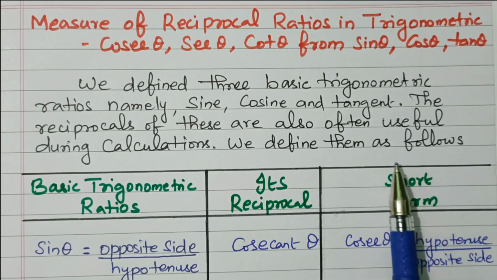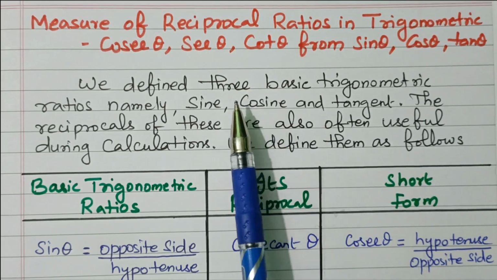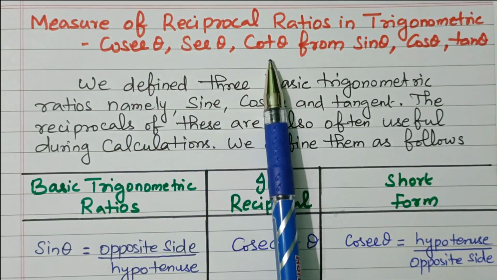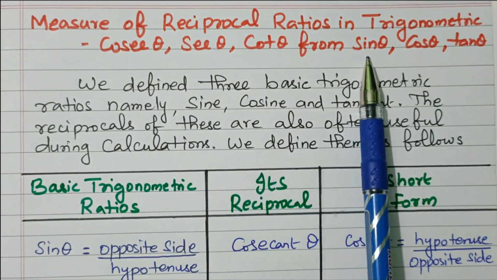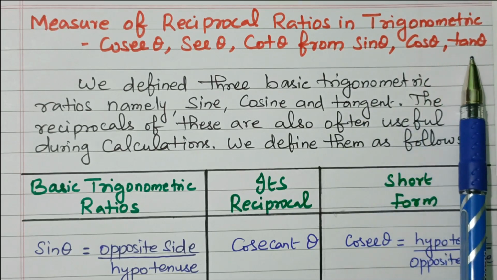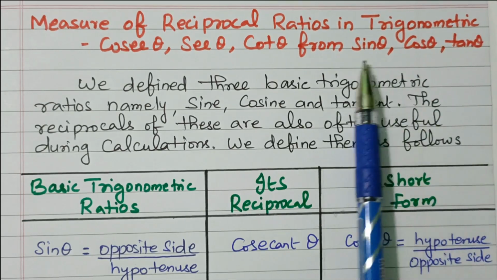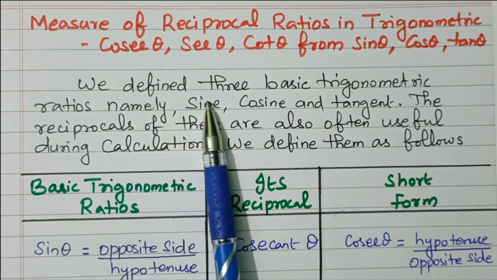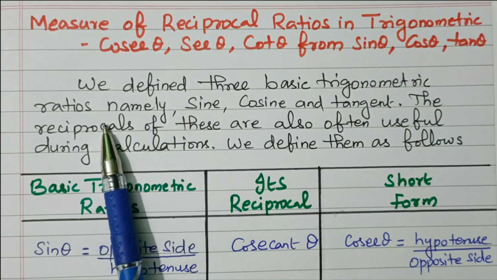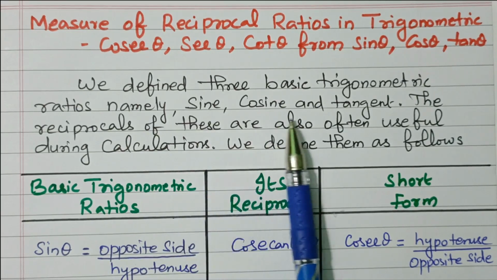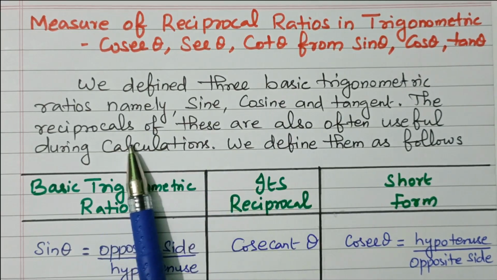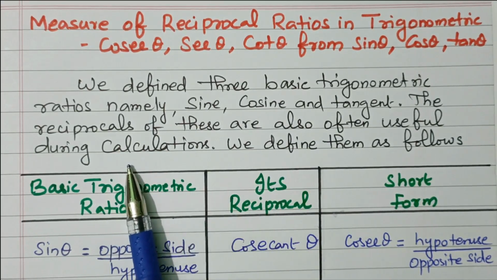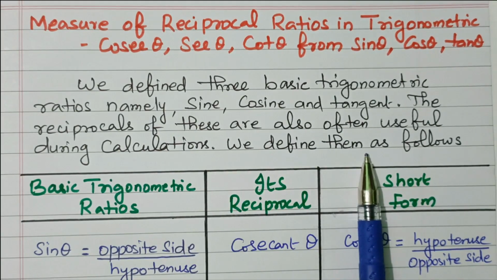Now we will go to the topic, reciprocal ratios. These reciprocal ratios are called cosecant theta, secant theta and cot theta. The basic ratios are sin theta, cos theta and tan theta. From the basic ratios we are going to find the reciprocal ratios. We define three basic trigonometric ratios, namely sin, cos and tangent. The reciprocals of these are often useful during calculation, so we define them as follows.